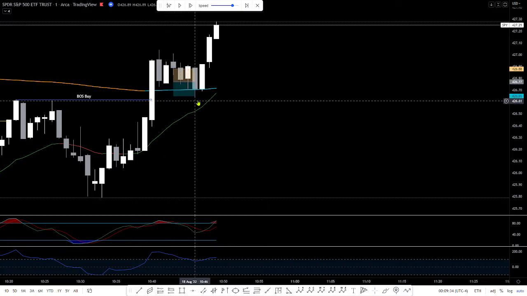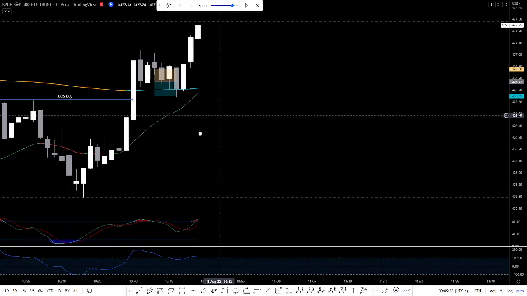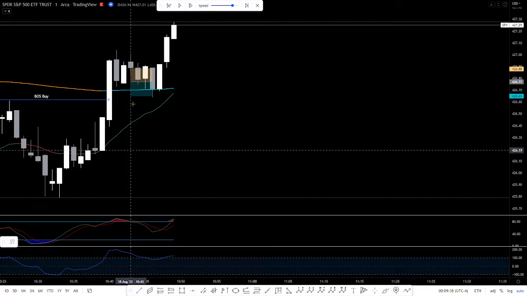So it came down, made a higher low. Now I'm going back up. We got another market structure break.